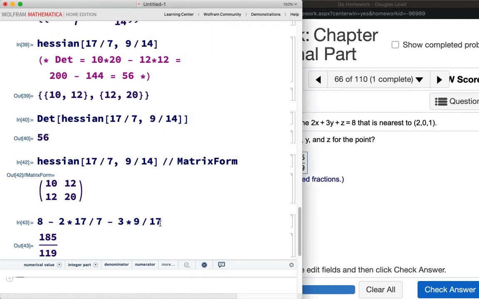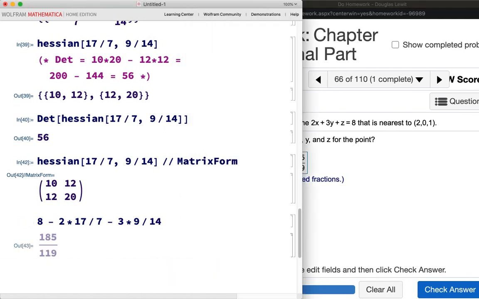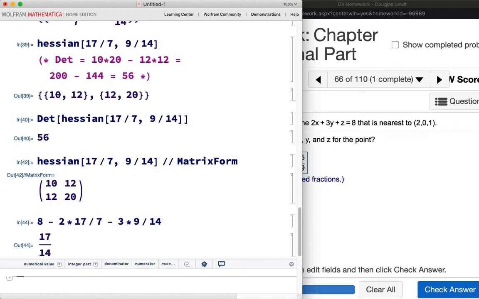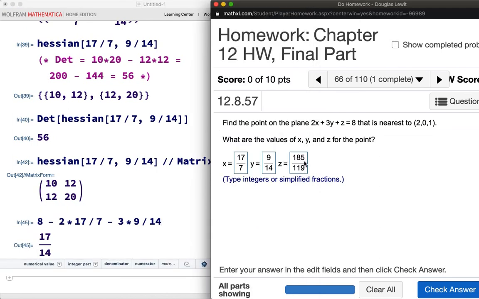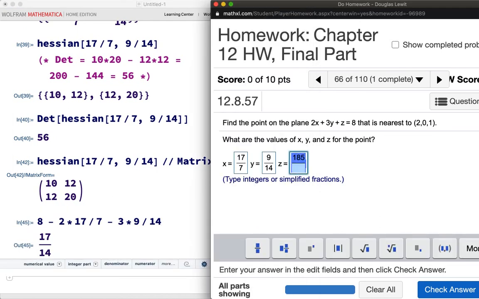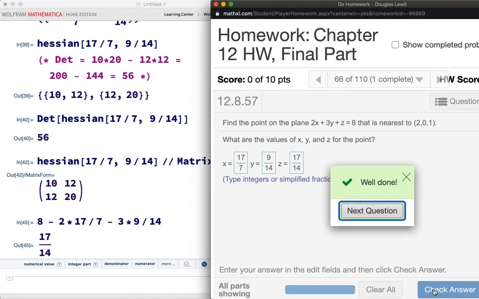Oh, I'm sorry, it's 9 over 14. Okay, sorry about that. So 8 minus 2 times x. X is 17 over 7. Y is 9 over 14. Okay, so yeah, there we go. Let me change that. 17 over 14. Okay, and that is correct. That is the correct answer.